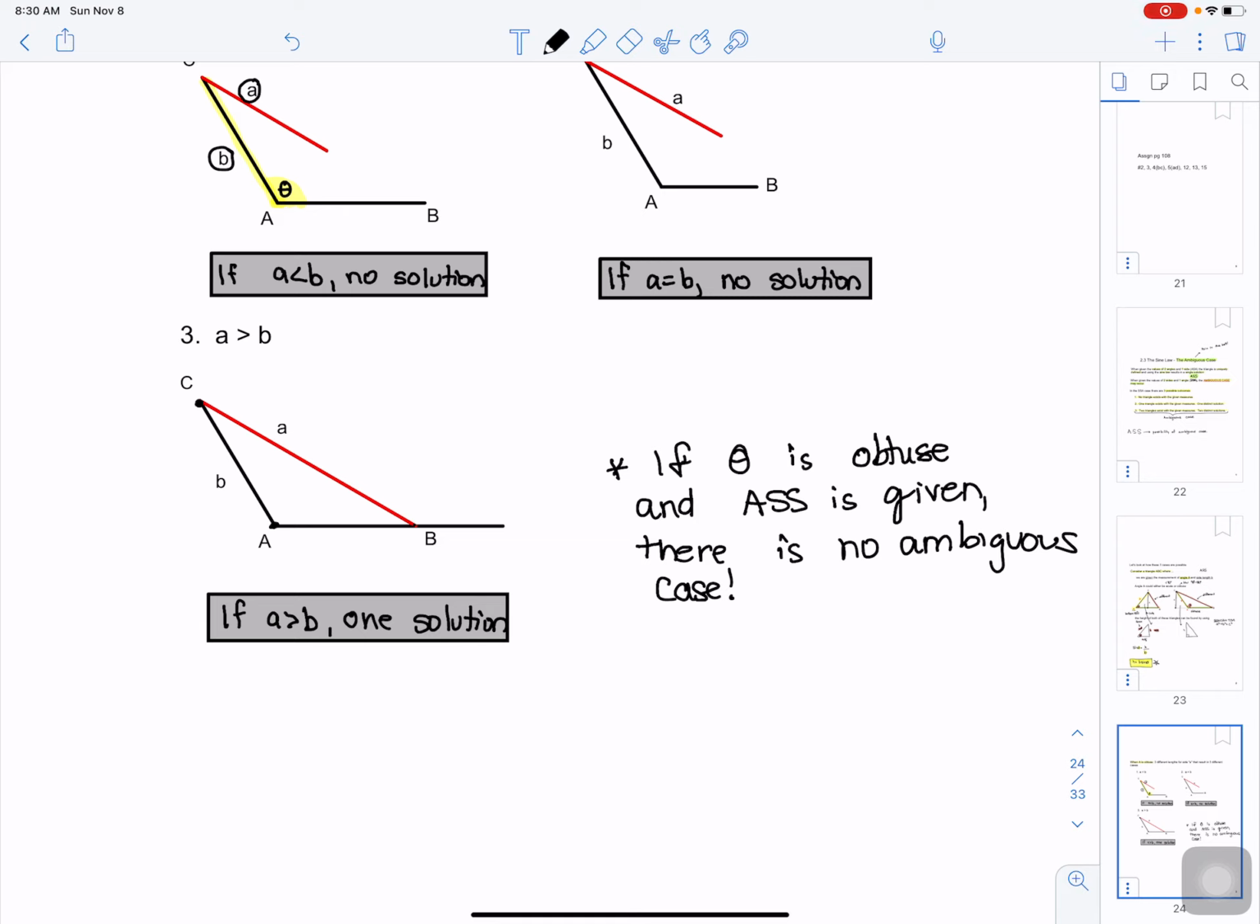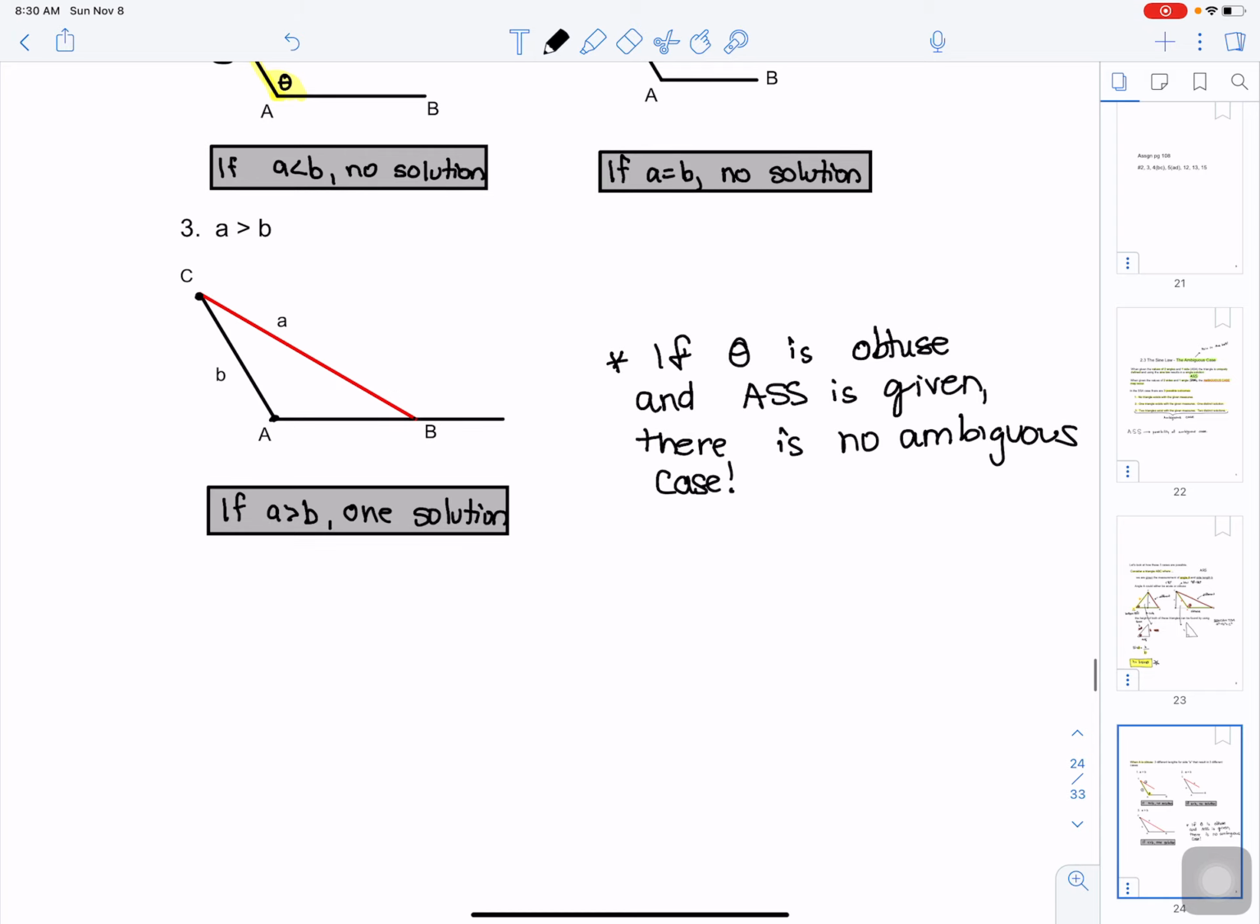So again, we're only going to consider when we're given an ASS triangle, angle, side, side in a consecutive or adjacent order. We need to figure out whether there are two triangles formed, but in the obtuse example, we have no ambiguous case.